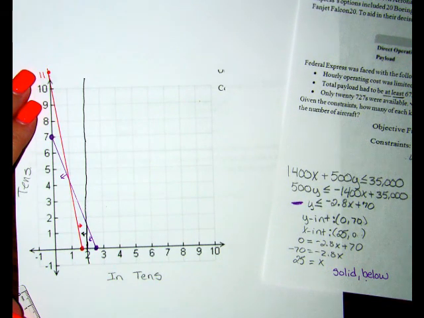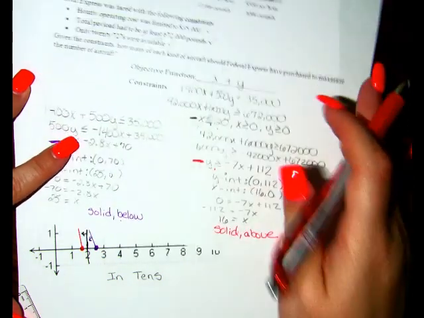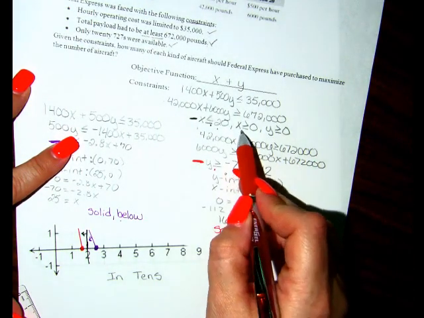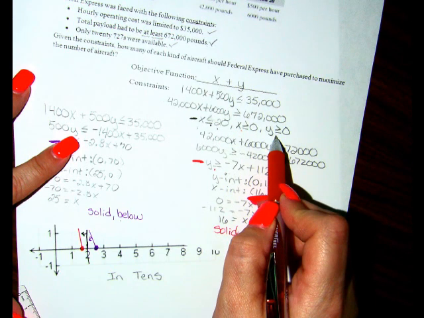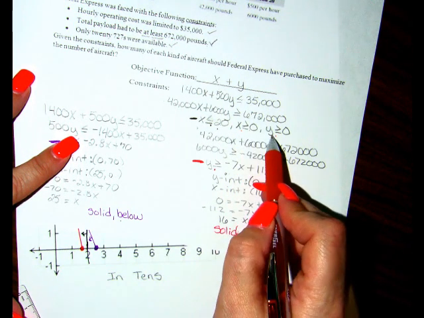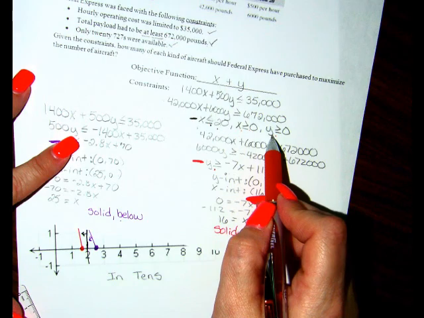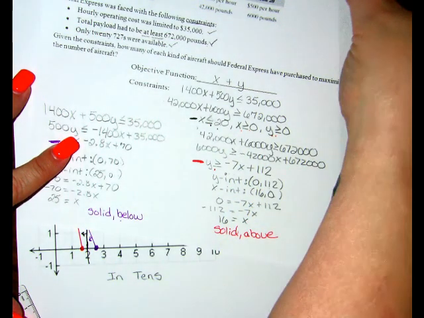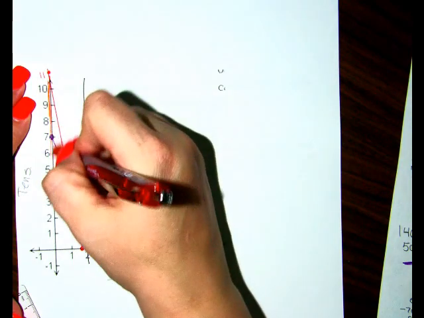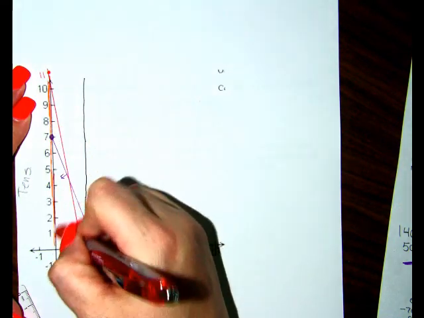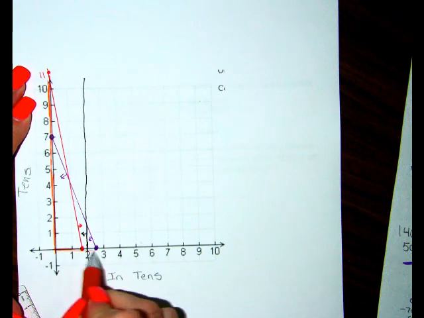And I'm sorry, that's not blue, that's black. Now I'm going to take orange, and I have 2 more constraints. My other 2 constraints are x has to be greater than or equal to 0, and y has to be greater than or equal to 0. Because both of these mean you can't buy a negative number of these planes, you simply know you've got to come on your axes and draw your lines straight on your axes. Okay?